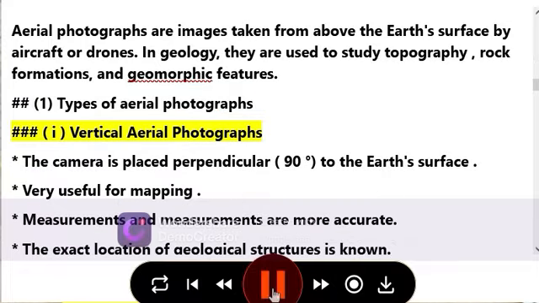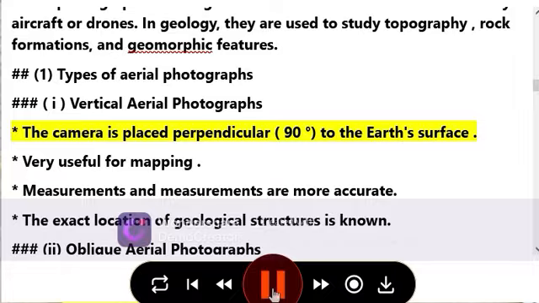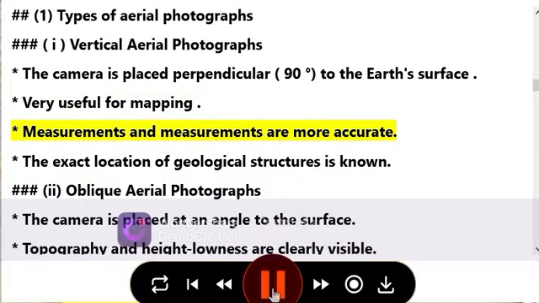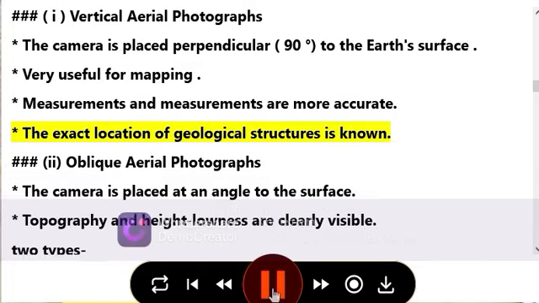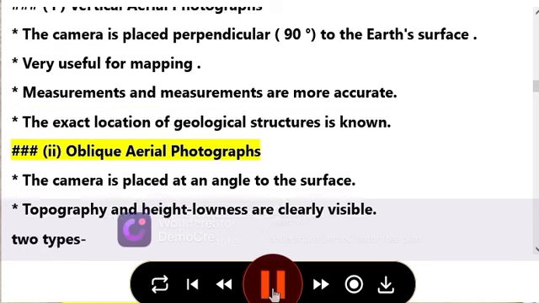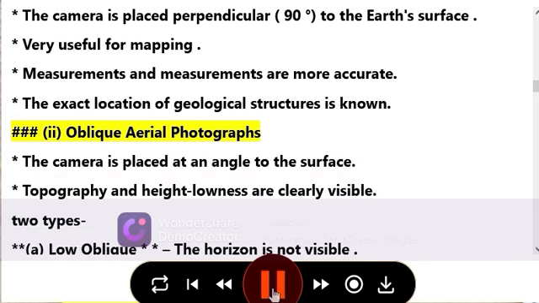Types of aerial photographs. 1. Vertical aerial photographs. The camera is placed perpendicular, 90 degrees, to the Earth's surface. Very useful for mapping. Measurements are more accurate. The exact location of geological structures is known.